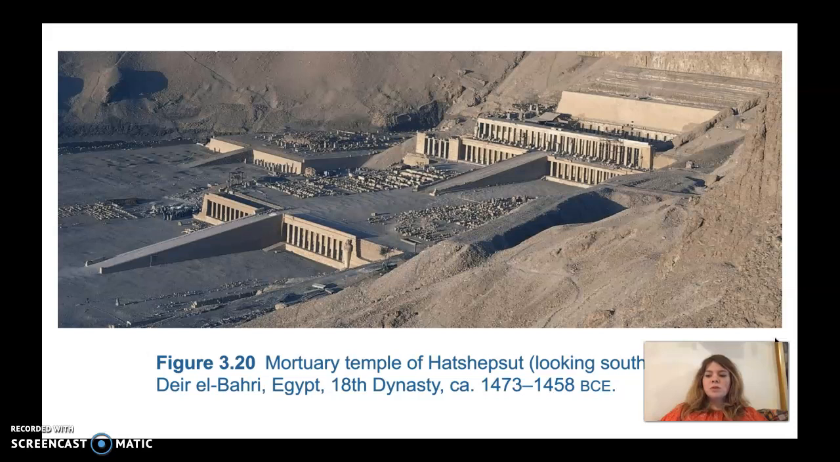So the Thebes district along the Nile definitely has the most impressive temples. So this is a mortuary temple for the pharaoh Hatshepsut, from the 18th dynasty, 1473 through 1458 BCE. And she was a female pharaoh, so she was very unusual in that regard. So this temple rises from the valley floor in basically 3 terraces.